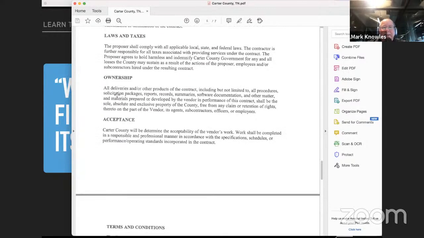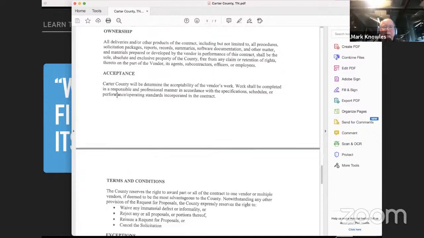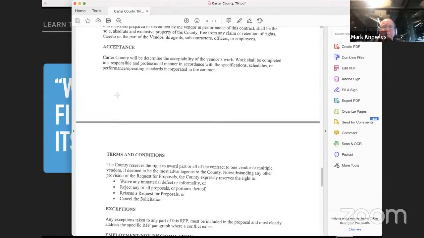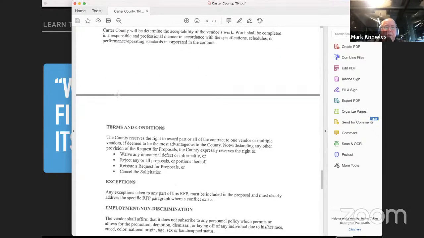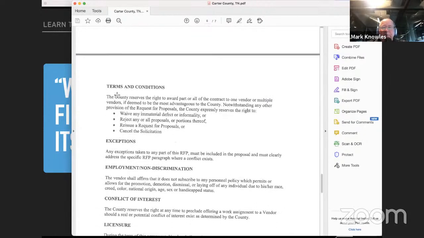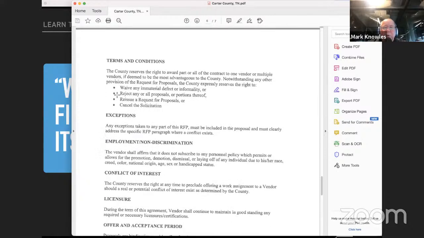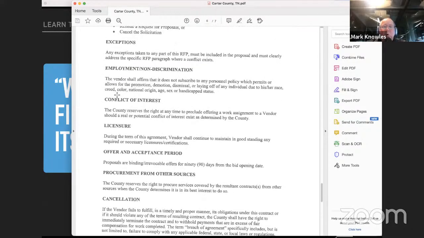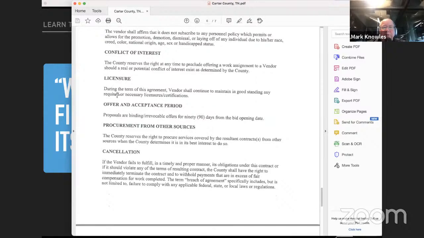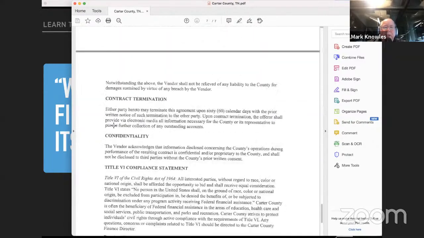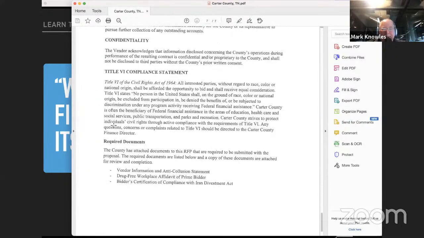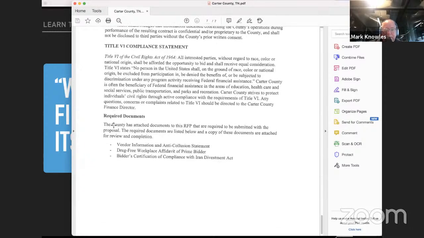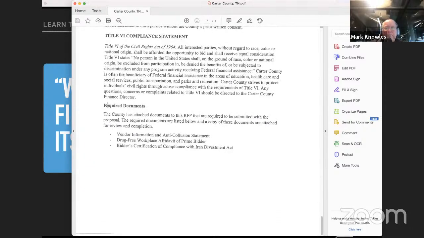I have to pay my taxes. I've got to show ownership. I've got to accept what they're going to tell me, and they're also going to say they have to agree to accept what I give them, and it's got to be acceptable. Terms and conditions, what I have to work with, exceptions, employment, non-discrimination language, conflict of interest. This is all going to be the same. Almost always giving me no rights and giving them all the rights. Just understand that when you're working with government.